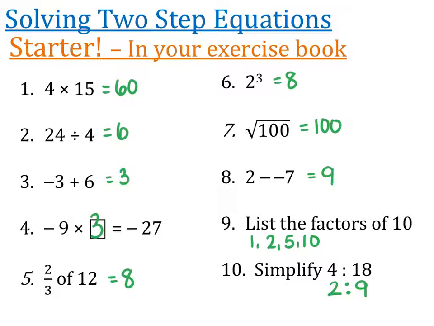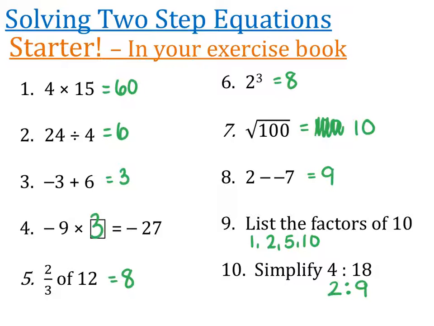The only one I made a mistake on: the square root of 100 is not 100. The square root of 100 is 10. The only other one that could be a bit of an issue is question 9. You do have to have all four of those factors in order for that to be correct.